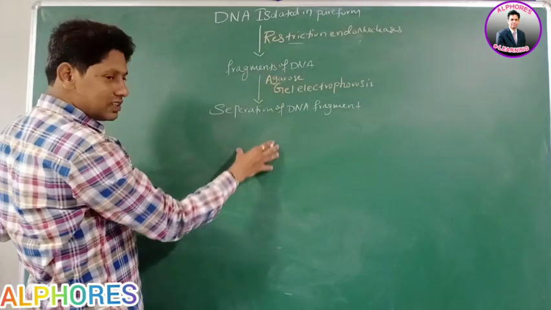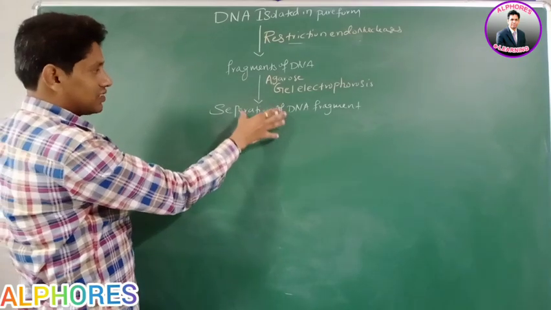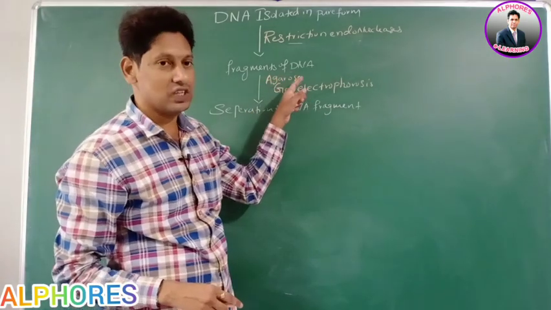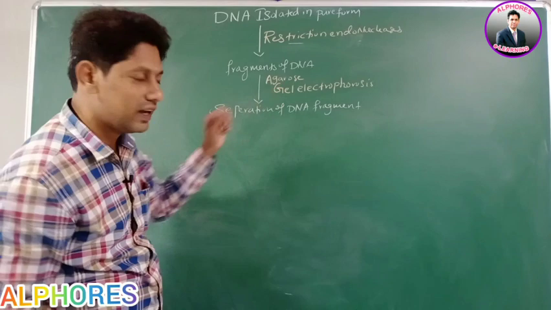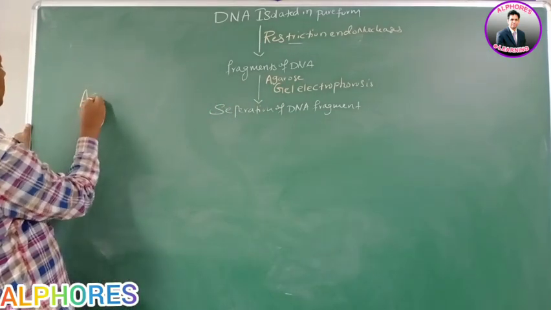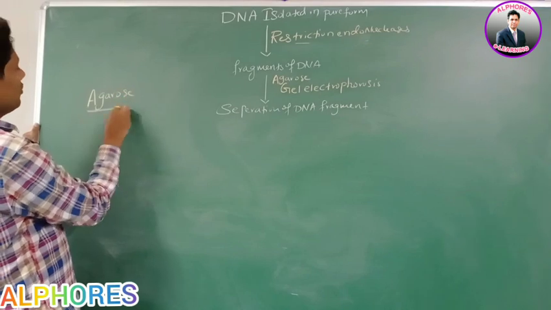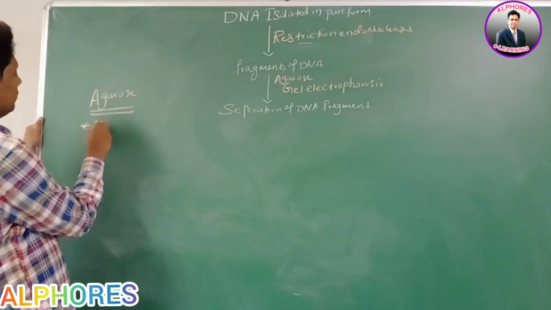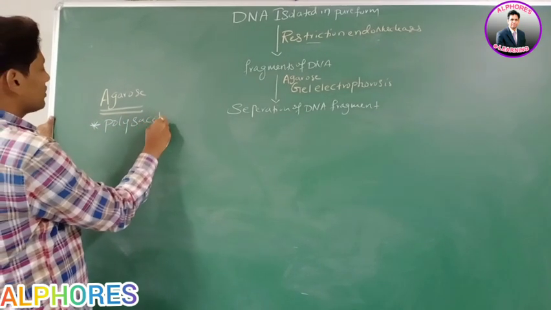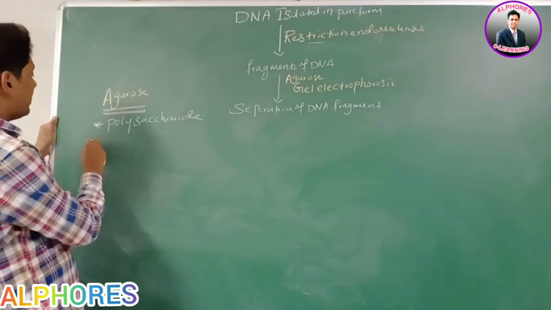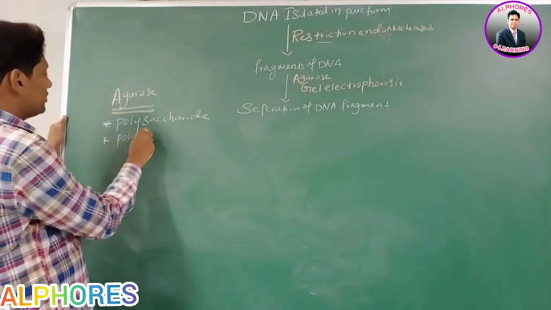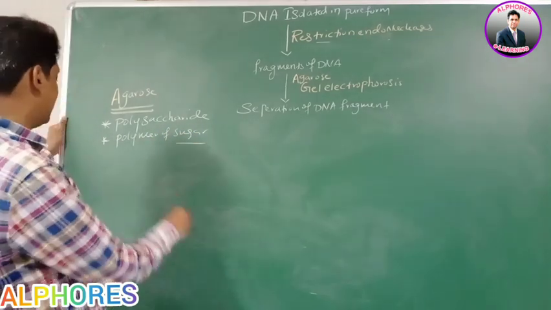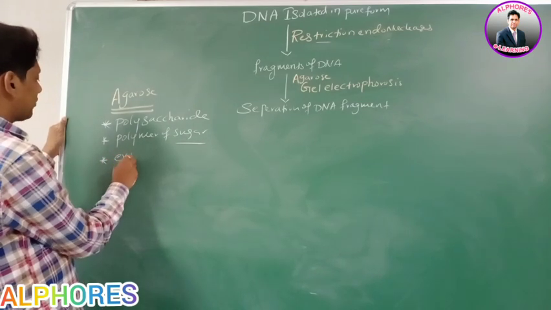Now I am keeping this flow chart aside and we are going to discuss this agarose gel electrophoresis. What does agarose gel electrophoresis stand for? Is it okay? First, what is the meaning of agarose? Agarose is a polysaccharide. Polysaccharide means it should be a polymer. It should be a polymer of what? Sugar. This agarose is extracted from.